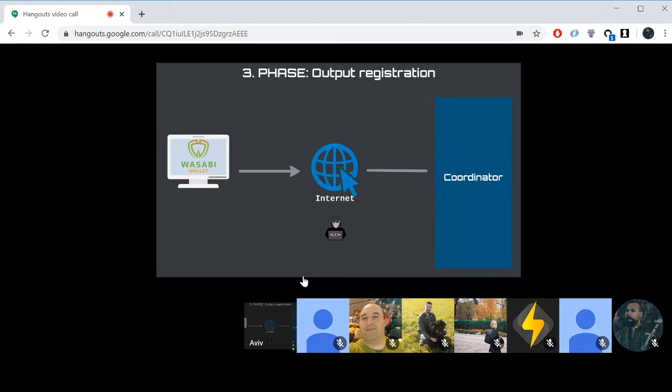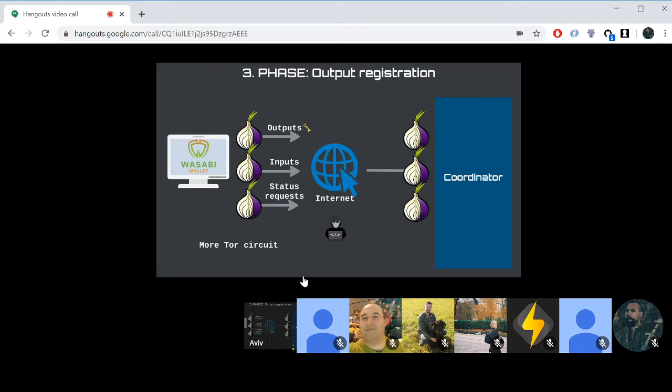Of course, if we did this over the ClearNet, we would have an issue where the coordinator would know the location, the IP address of all the individuals, or a passive bystander could sort of figure out who is sending outputs based on common IP addresses. And that's why everything has to be done over Tor. So all the outputs, inputs, status requests, all that must be done over Tor. And it's important as well that new Tor circuits need to be established for various parts of the protocol, so that, again, connecting particular inputs to outputs can't be done.